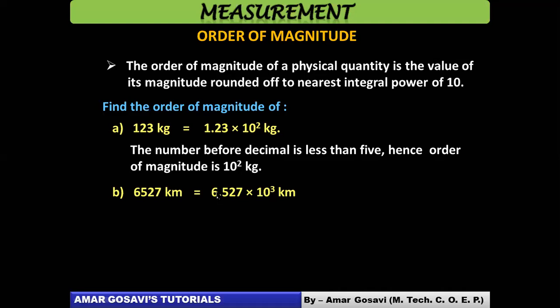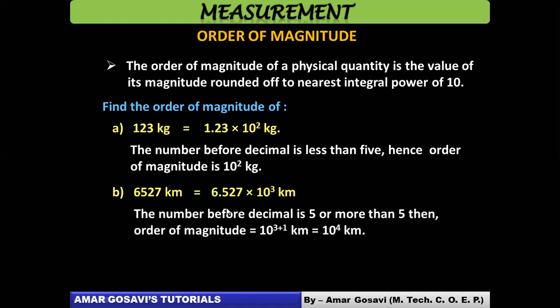Okay? 5 or greater than 5. So under such circumstances, you're supposed to add 1 to this. So it will be 3 plus 1. So the order of magnitude will be 10 raised to 4 kilometer. Remember this. These two examples make it quite clear how you depict the order of a quantity.